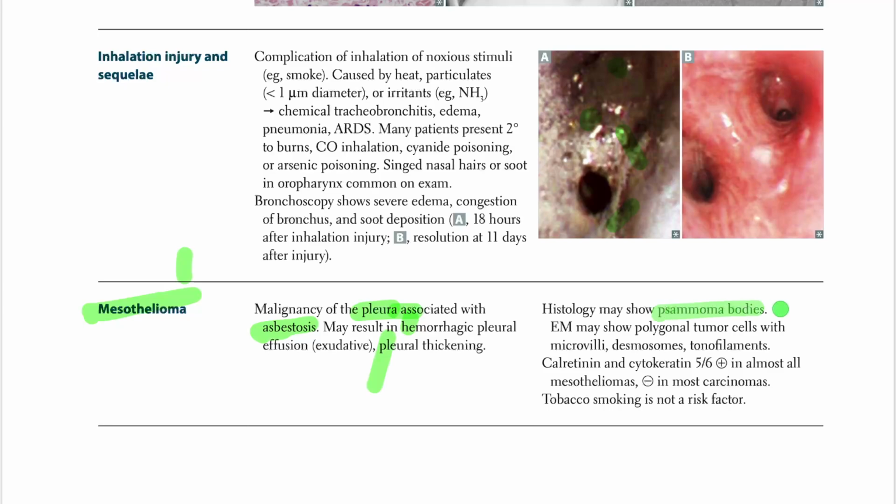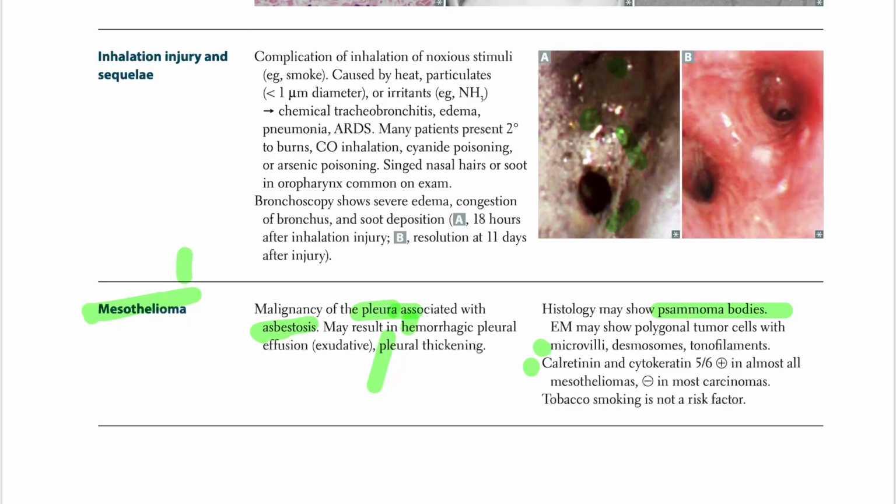Histology may show psammoma bodies. EM may show polygonal tumor cells with microvilli, desmosomes, tonofilaments, and calretinin and cytokeratin 5/6 positive in almost all mesotheliomas. So high yield: mesothelioma is calretinin and cytokeratin 5/6 positive.